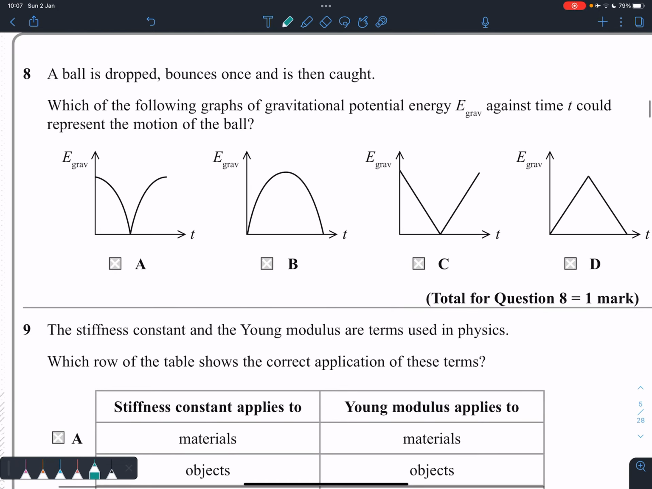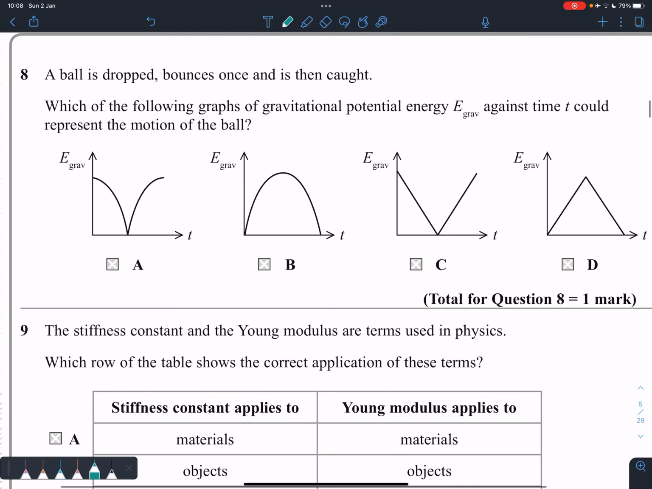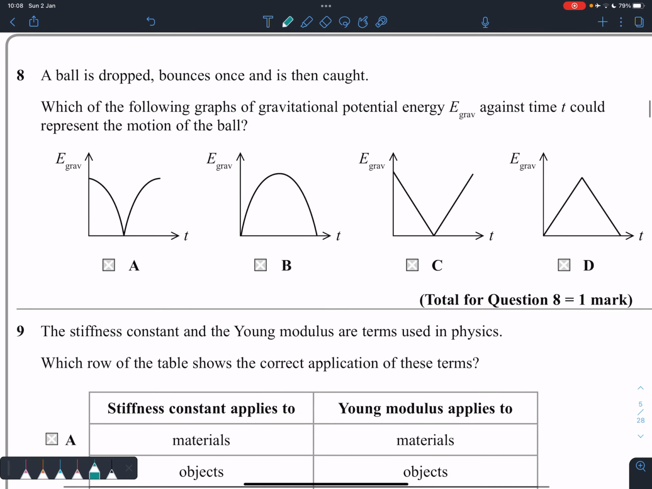8. A ball is dropped, bounces once, and is then caught. Which of the following graphs? I love these questions because these are getting you to really think about this. What you do is you say, look, what's going on here, what's going on here, and what's going on there. And you've got to match that with what's happening when it moves forward in time.